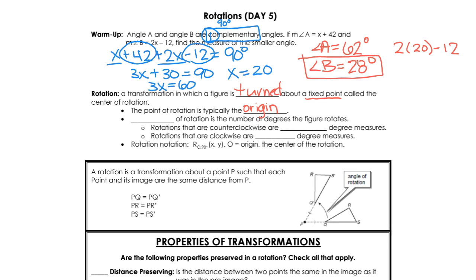Degree of rotation is the number of degrees the figure rotates. Rotations that are counterclockwise are positive. Okay, counterclockwise is going to go the same way the quadrants go. Okay. Rotations that are clockwise are negative degree measures. Okay, they go the same way the clock goes.